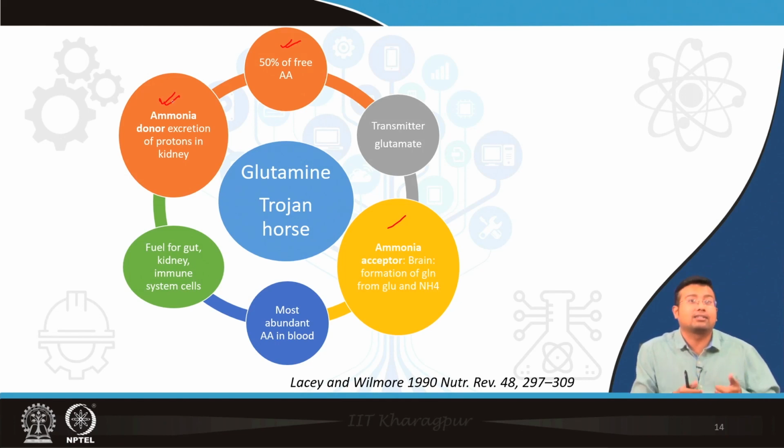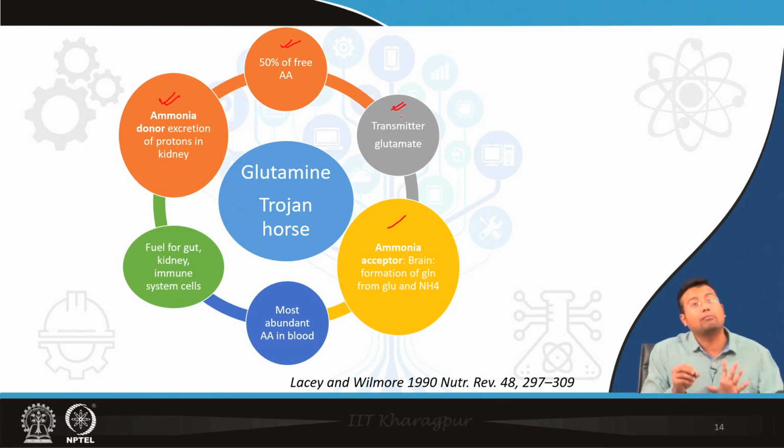We already read that by the action of glutaminase, glutamine can be broken down into ammonia, so that ammonia can participate in multiple reactions as well. It also acts as a fuel for the gut, kidney and immune cells, in many other ways. It can help in the development of a neurotransmitter by getting converted to glutamate in the brain.